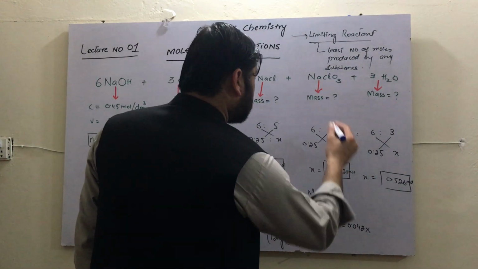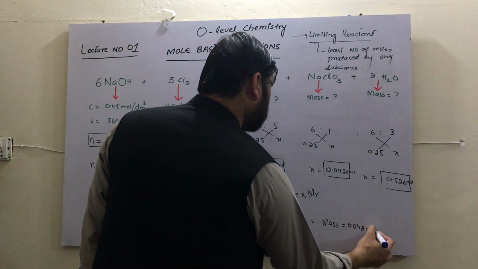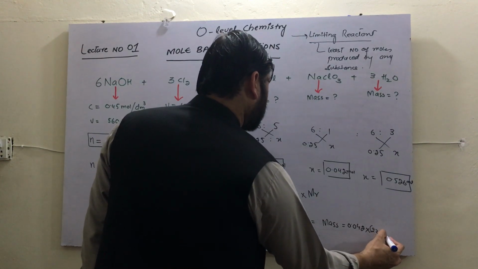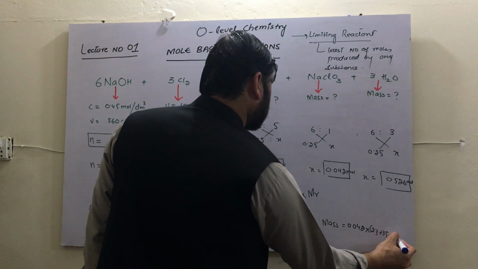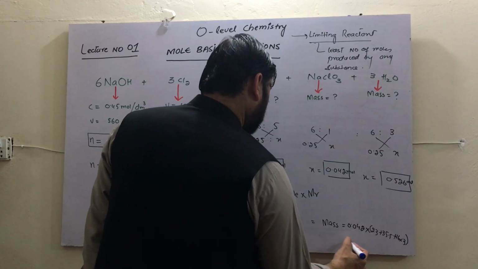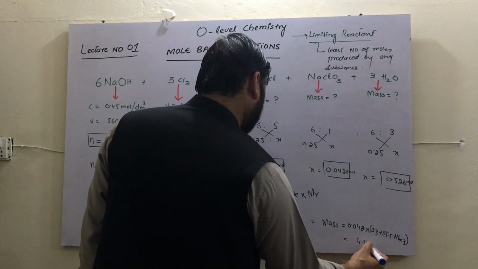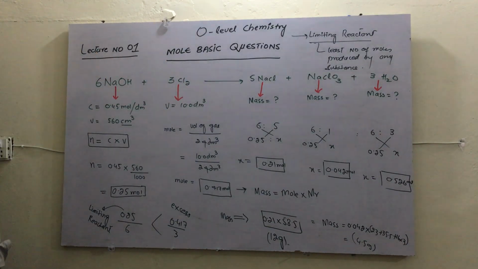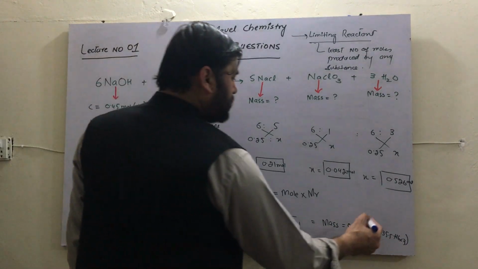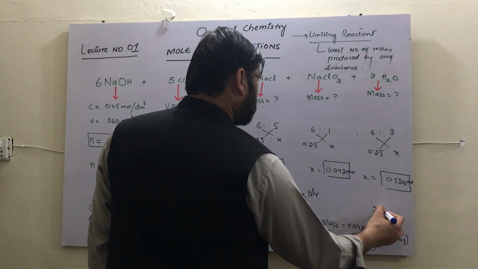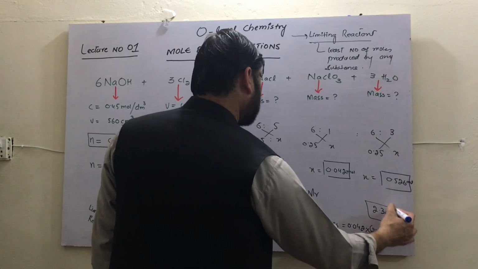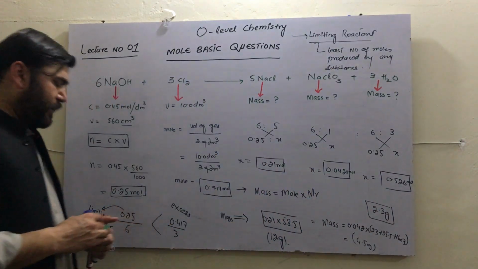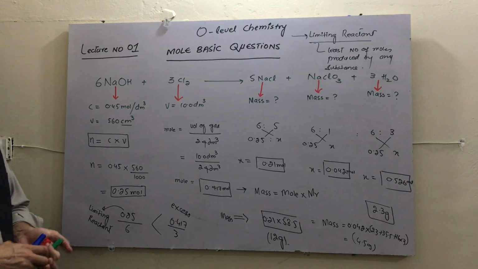What we just multiply, this is 23 plus 35.5 plus 16 multiplied by 3. So the answer is 4.5 gram. In the upper case, let me confirm it, the answer will be 2.3 gram. That is 2.3 gram will be the answer. So this is the easiest way of finding the mass of all these substances.